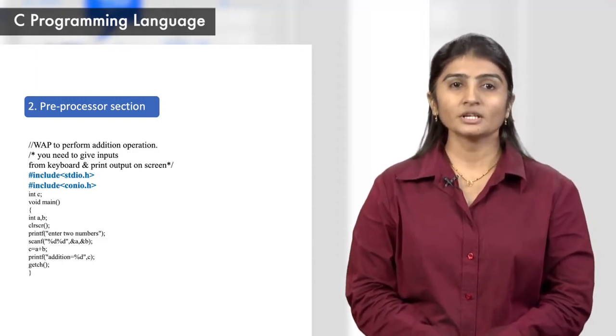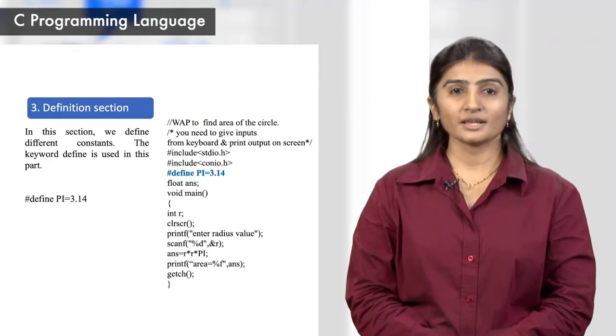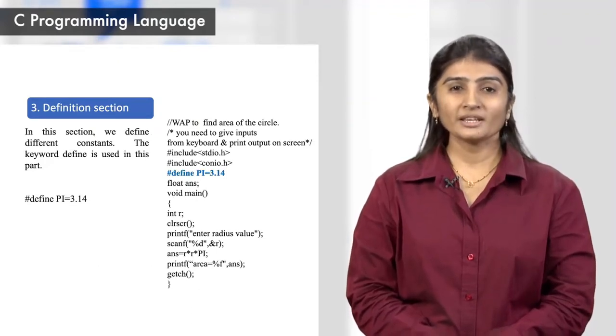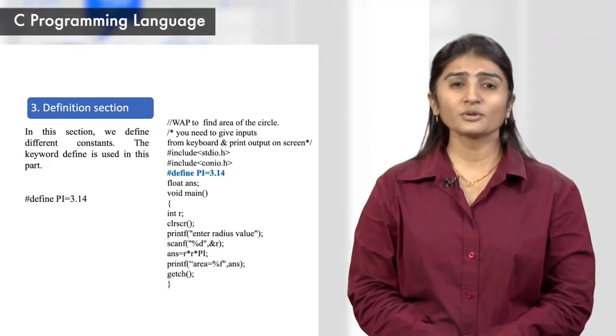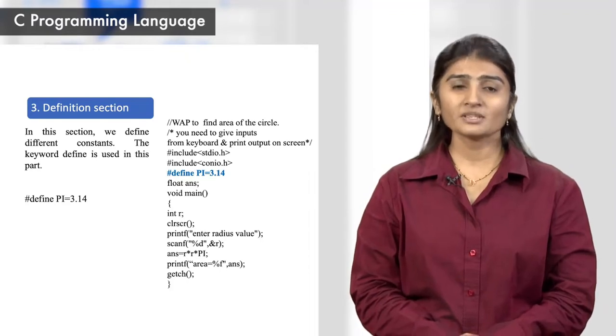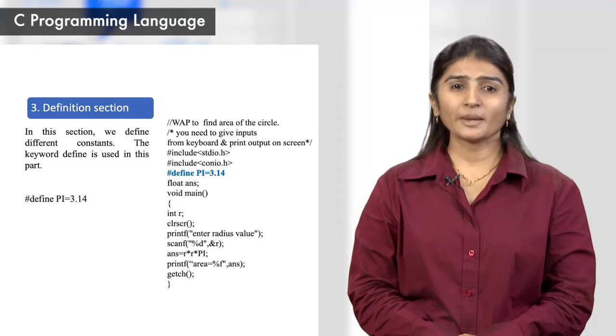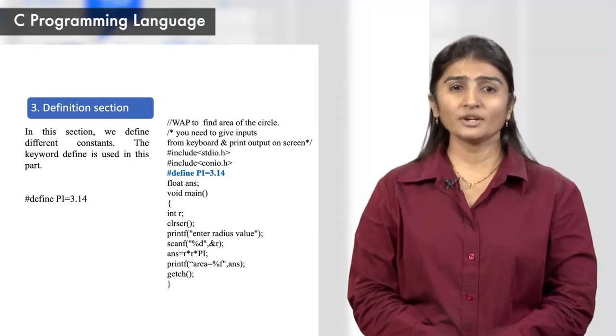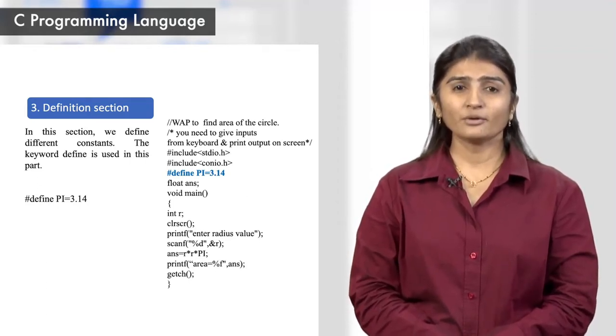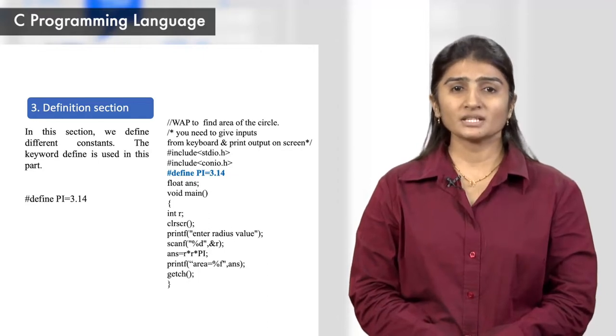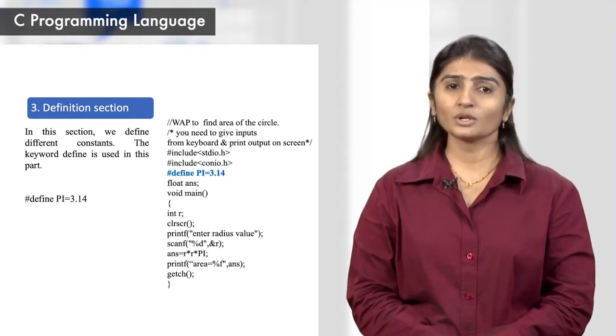After this section comes the definition section. Normally in a C program we will use different variables, but sometimes we require a constant. At that time there are specific keywords, like hash define, that specific constant name is equal to that specific value.